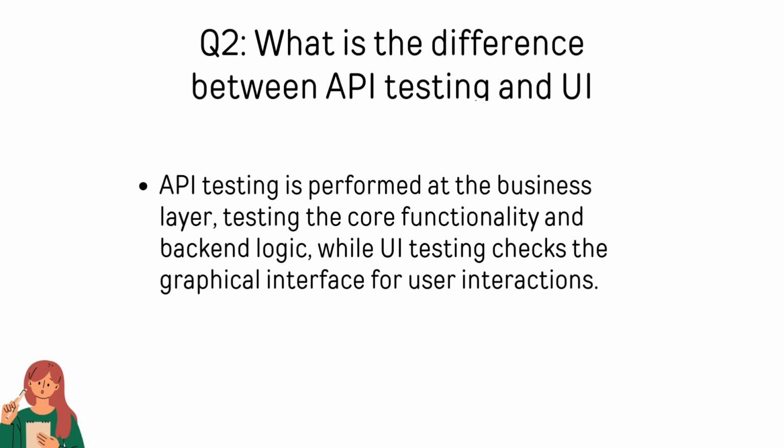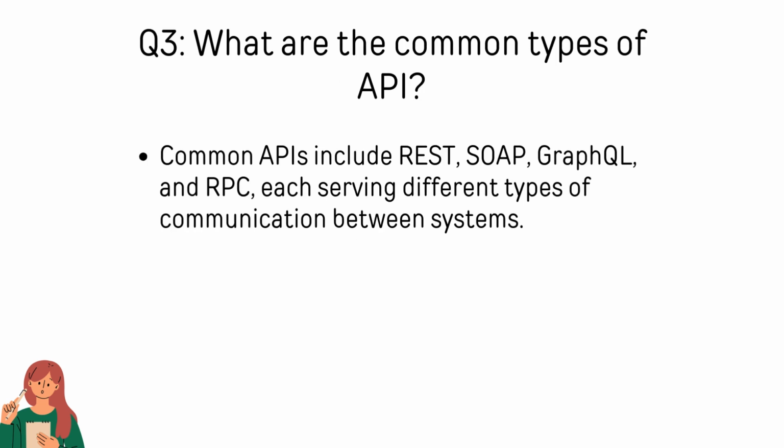Question 2. What is the difference between API testing and UI testing? API testing is performed at the business layer, testing the core functionality and backend logic, while UI testing checks the graphical interface for user interactions. Question 3. What are the common types of API? Common APIs include REST, SOAP, GraphQL, and RPC, each serving different types of communication between systems.